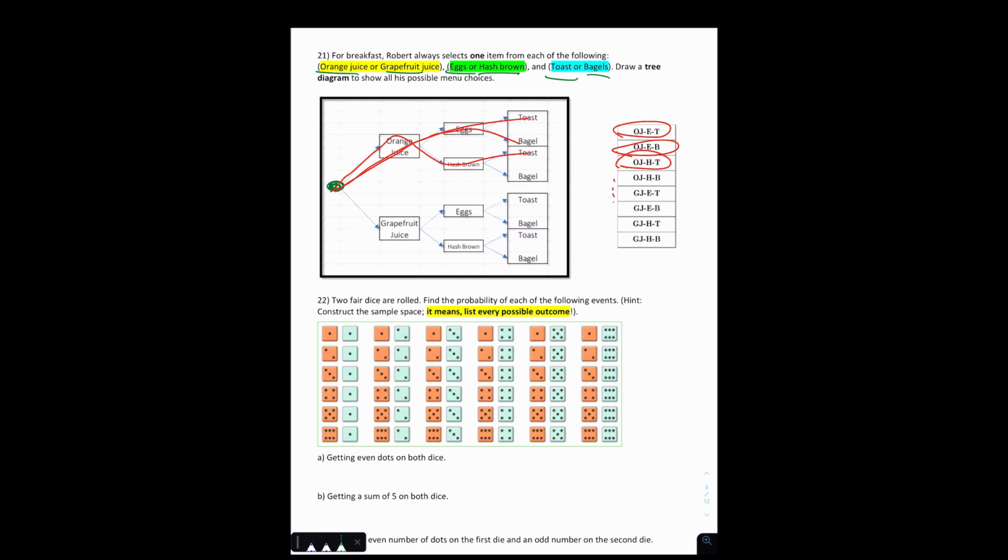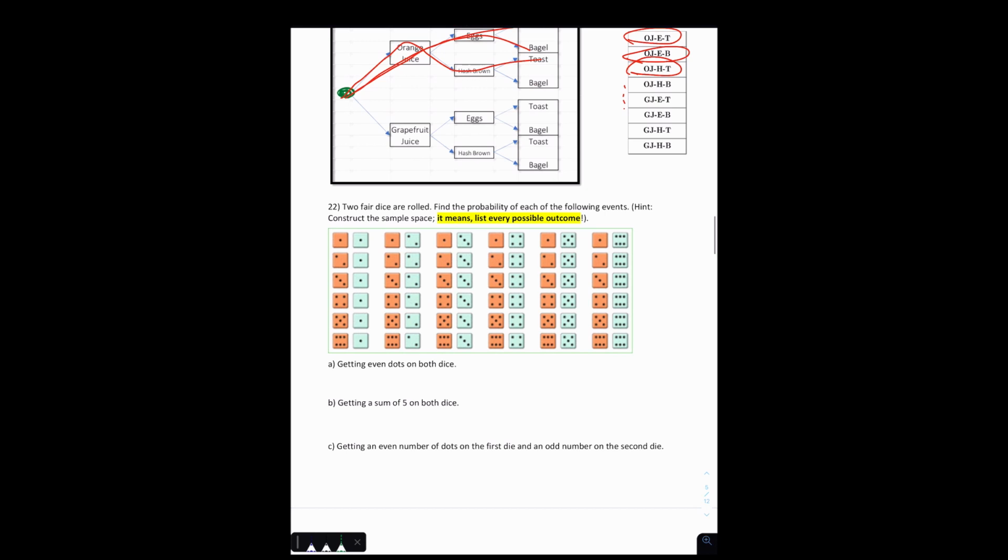Alright, let's look at 22. It says 2 fair dice are rolled. Find the probability of each of the following events. Hint, construct a sample space. It means list every possible outcome. Now we've done that many times before class started and during our conversations, and you should have this engraved and memorized in your memory, but I figured I'd put it here for you guys to see it one more time because this is homework after all.